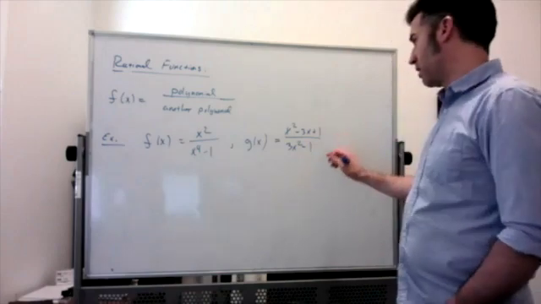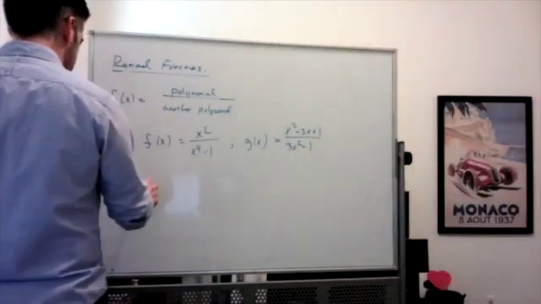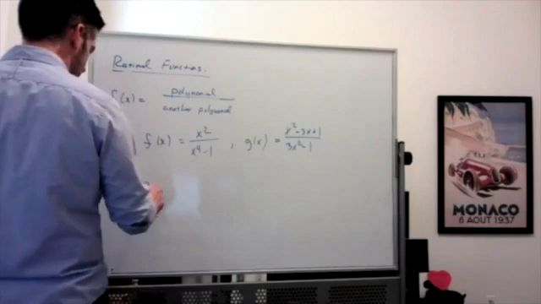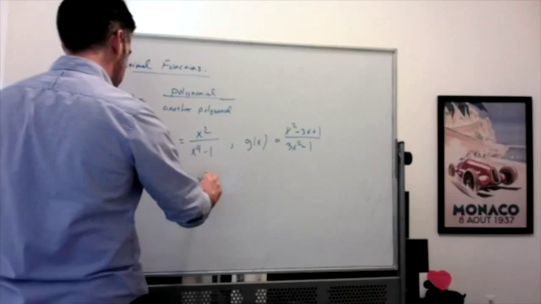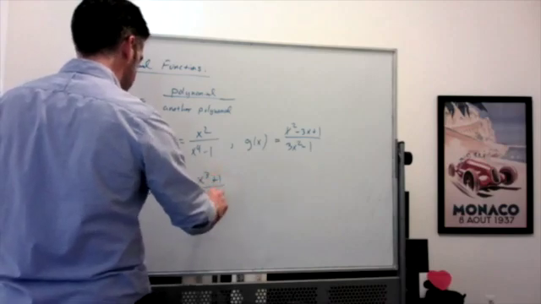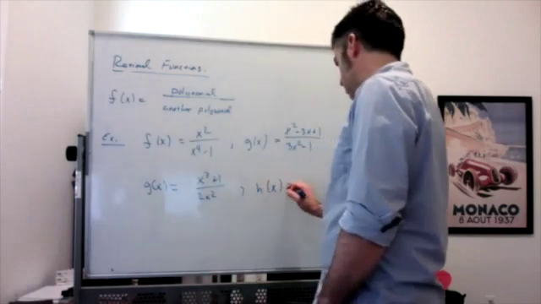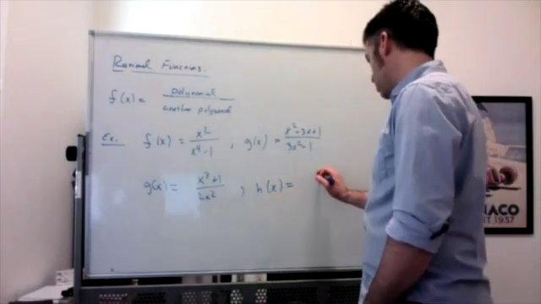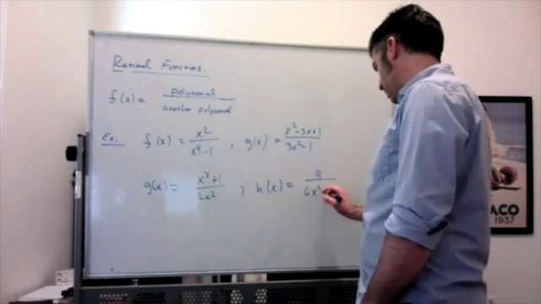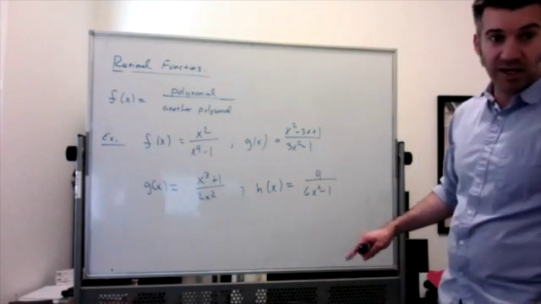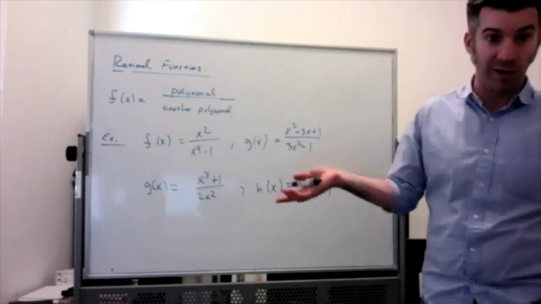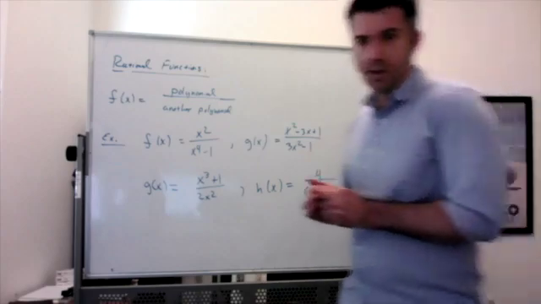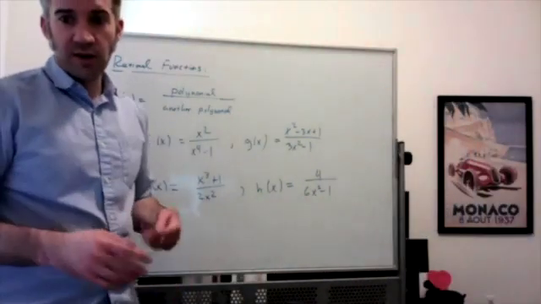Or even something like, let's use g of x again, why not? g of x equal to x cubed plus 1 over 2x squared. Or even something like h of x equal to 4 over 6x squared minus 1. Yes, even this last one is a polynomial over a polynomial. A constant is a polynomial. It's just a really boring one.